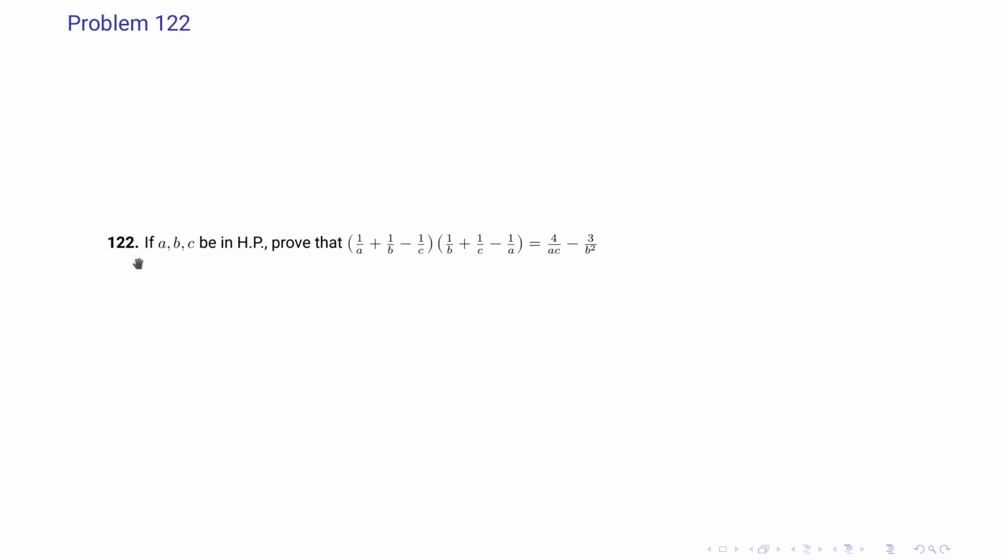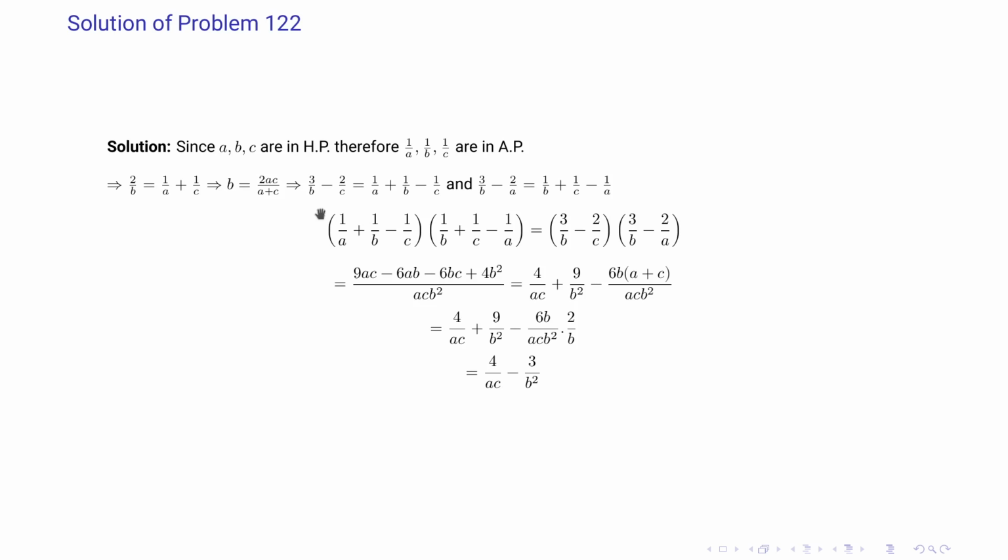Problem 122 says that if A, B, C are in HP, prove that (1 by A plus 1 by B minus 1 by C) multiplied with (1 by B plus 1 by C minus 1 by A) is equal to 4 by AC minus 3 by B square. So since 1 by A, 1 by B, 1 by C are in AP because A, B, C are in HP, we can write that 2 by B is equal to 1 by A plus 1 by C, that is B is equal to 2AC by A plus C.